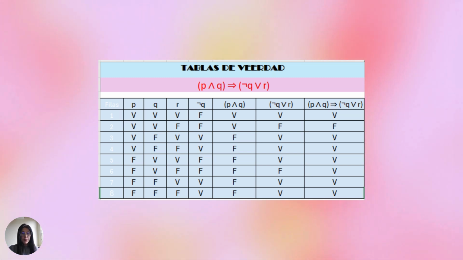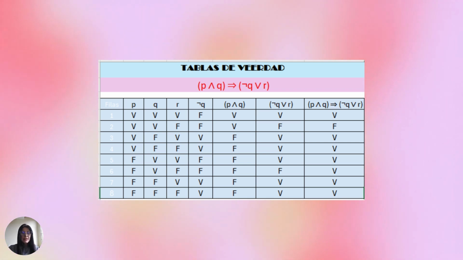For example, in this case, the rule says that if this proposition or statement is true, but the next one is false, the result is going to be false. But if it's true, like in this case, it's going to be true as well. In another case, the first part is false, and the other one is false as well, it's going to be true as well.